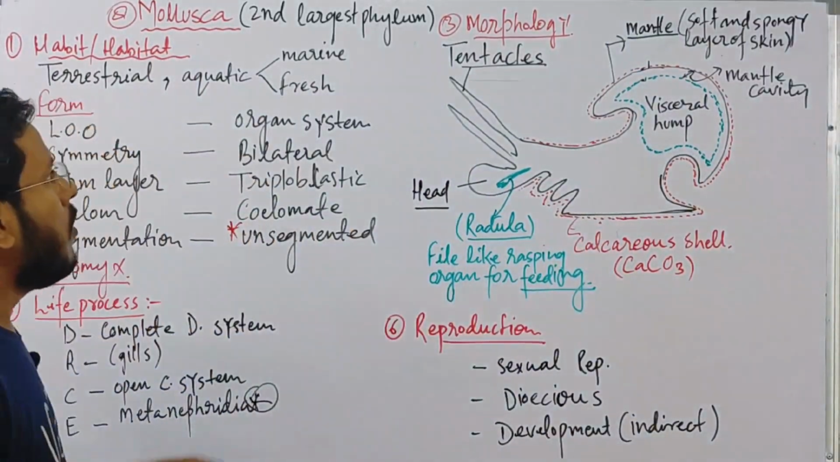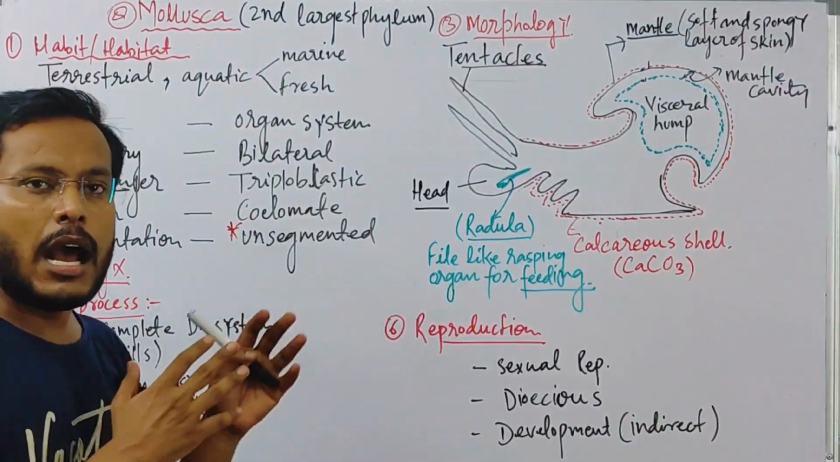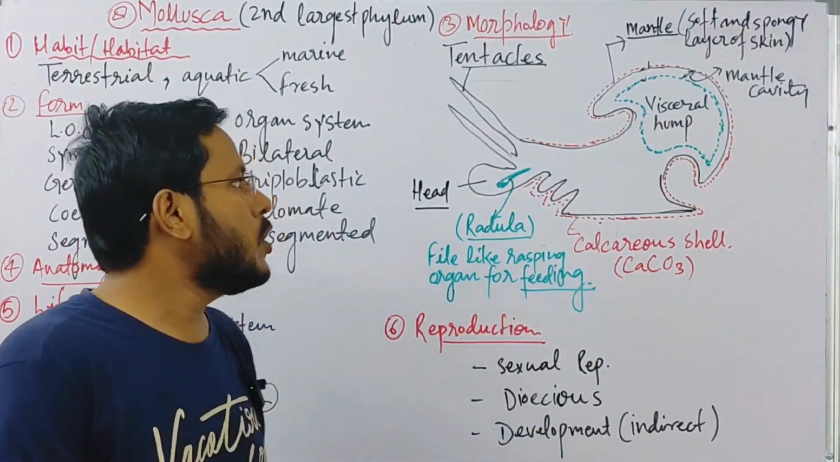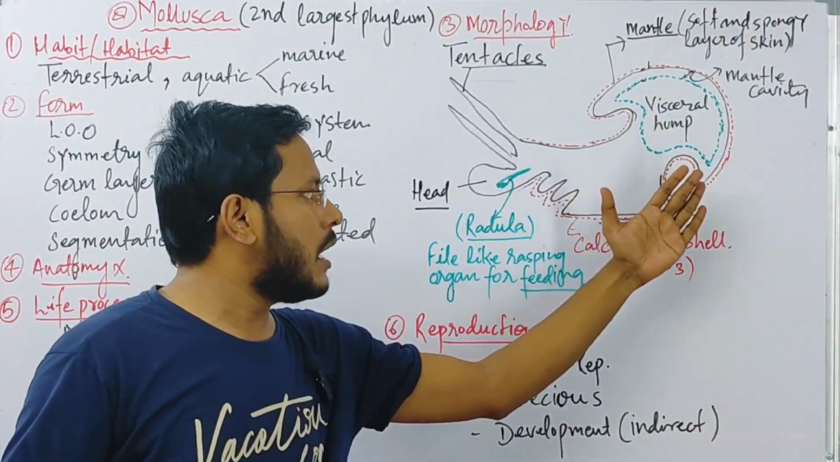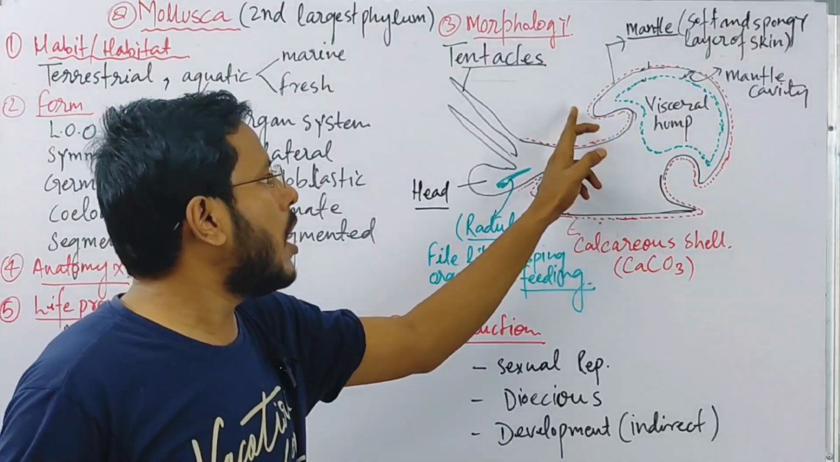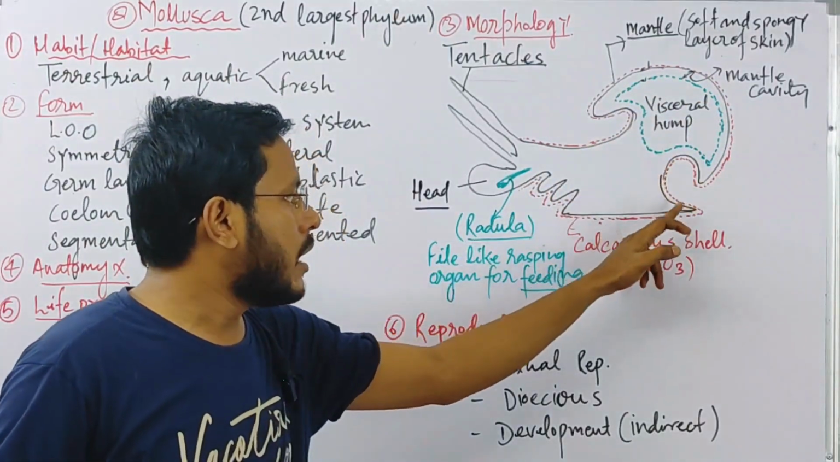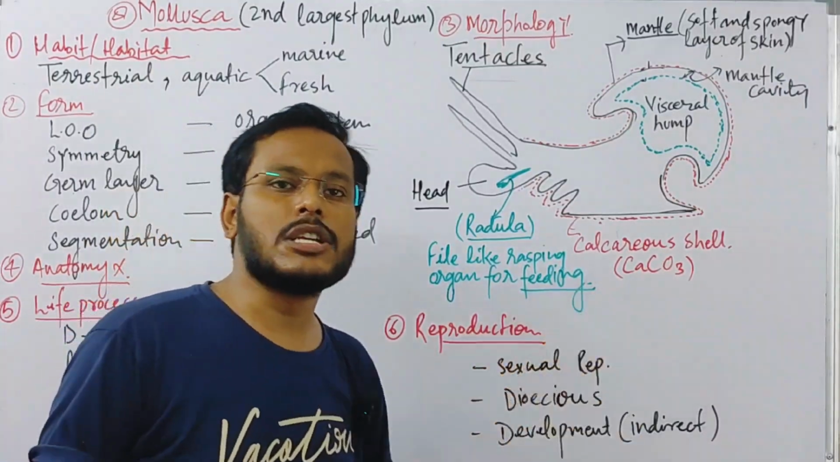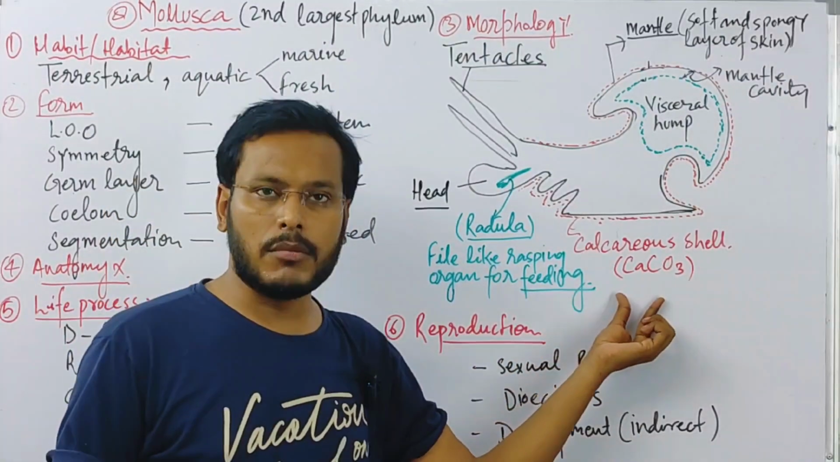Now what about the morphology? If we look at the body of the Mollusca, suppose we cut this body in this way. Okay, now this whole body is covered by the calcareous shell, and the calcareous shell is made up of calcium carbonate.